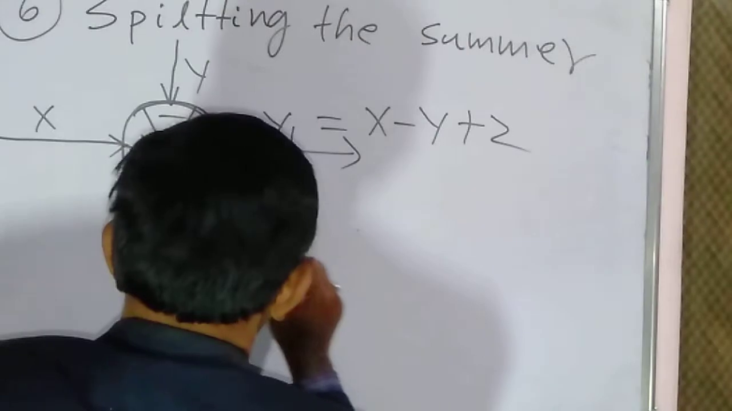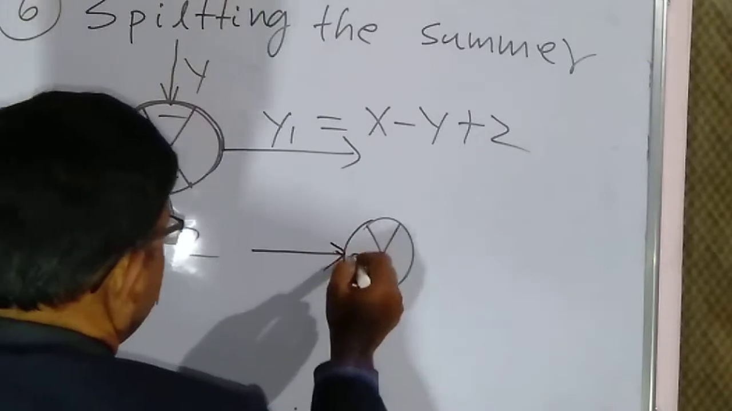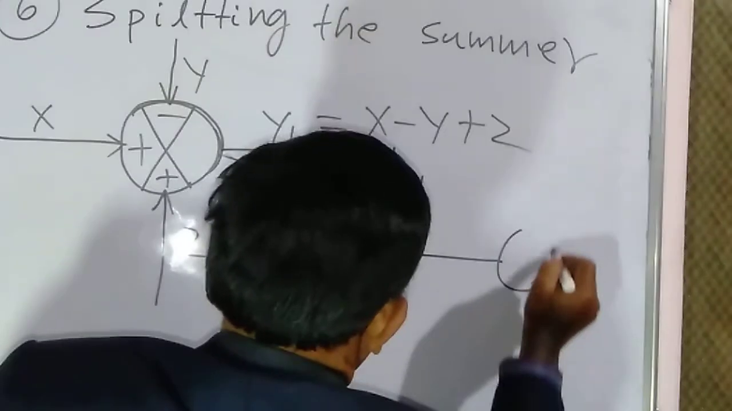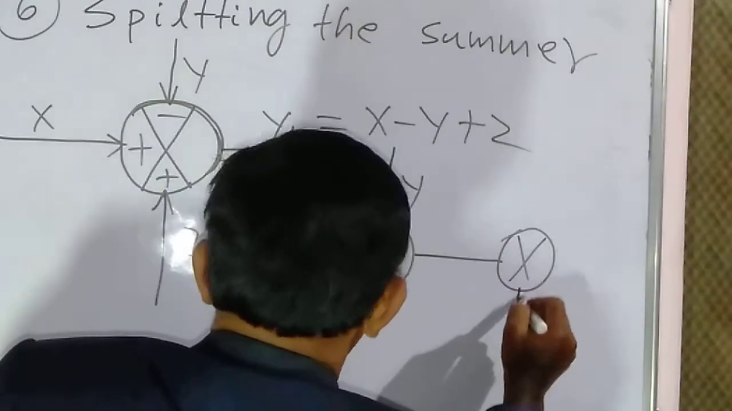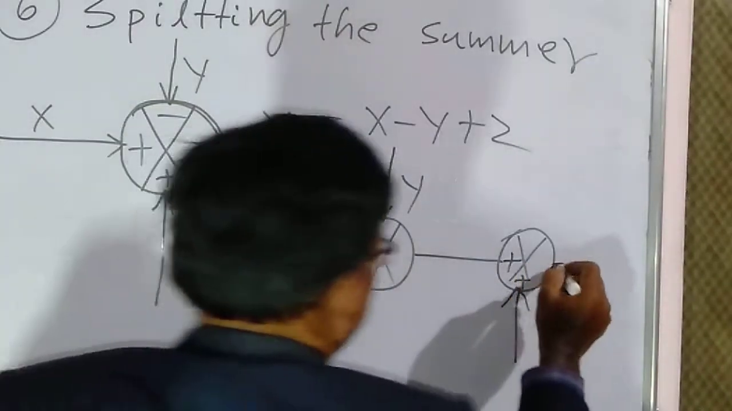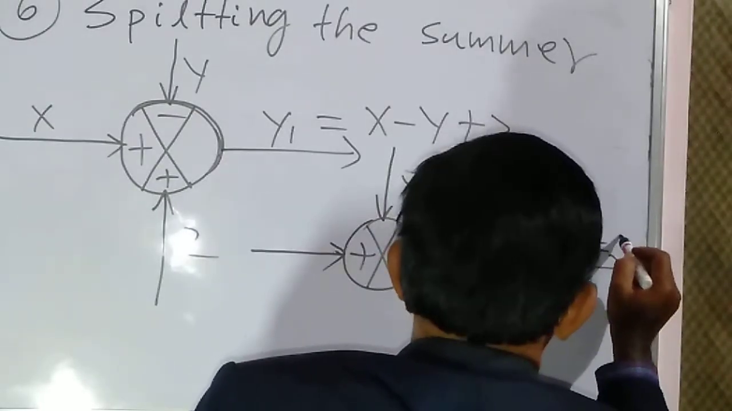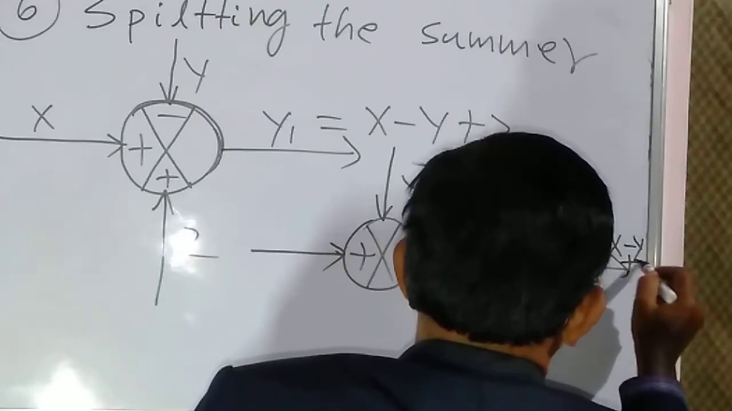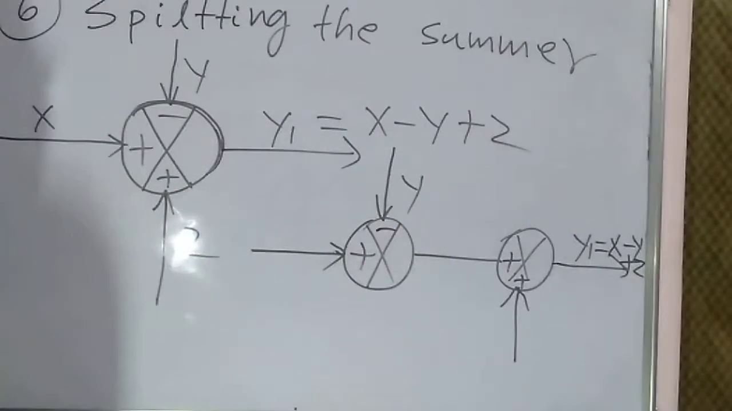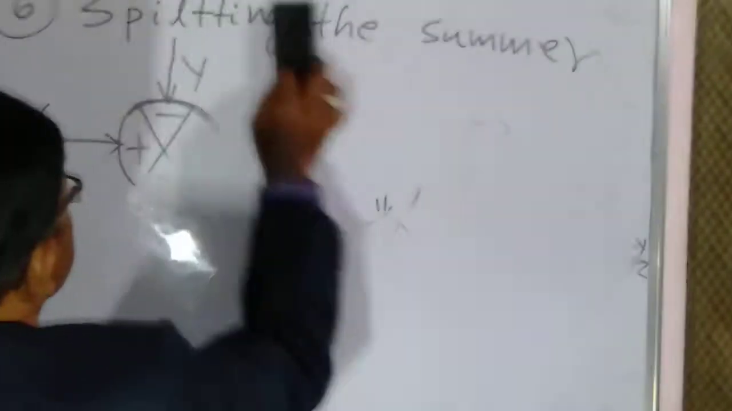So we can split this summer into two summers. This will be y and this will be z. This is plus, this is also plus. So now we get the same result, y1 is equal to x minus y plus z. Therefore this rule is also valid in the block diagram reduction technique.